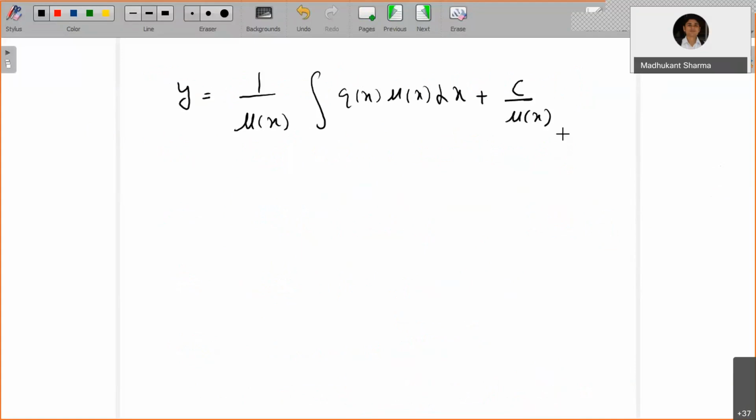Certainly we require mu(x) to be non-zero, right? Because we are going to divide both sides by mu now. And we are looking for a non-trivial solution. Also the function y is differentiable, because we are going to perform dy by dx and want to verify whether it satisfies the equation or not. So you certainly require mu(x) to be non-zero on the entire interval.